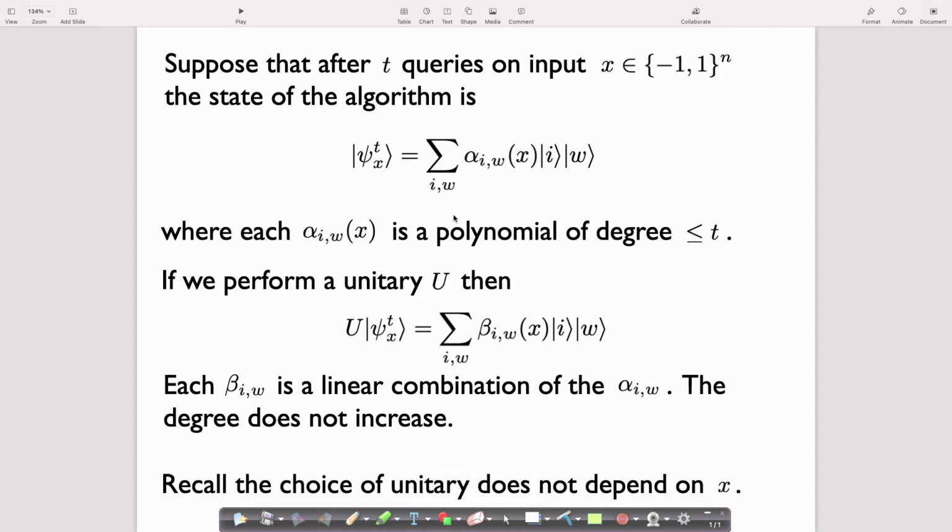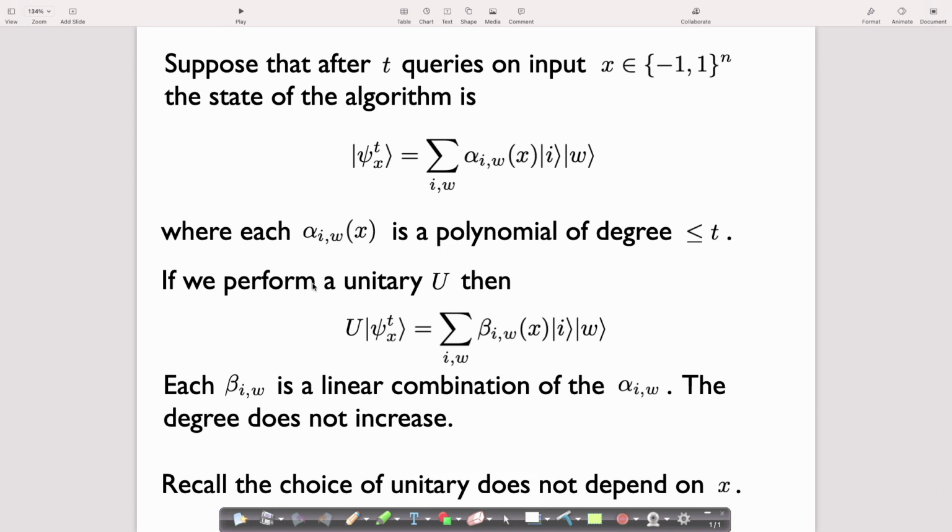Okay, so now when we apply a unitary, what happens? We arrive at some new state. Let's say now the amplitudes are beta_iw, okay? And now these beta_iw are just going to be linear combinations of the alpha_iw. But the degree does not increase.